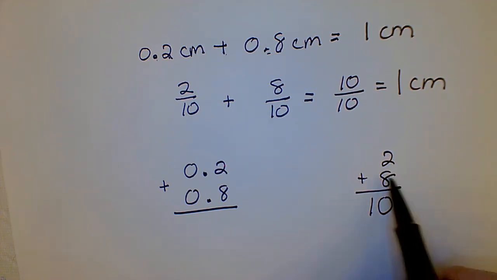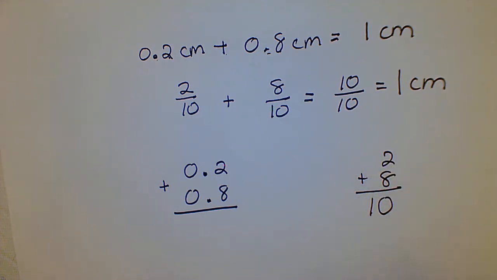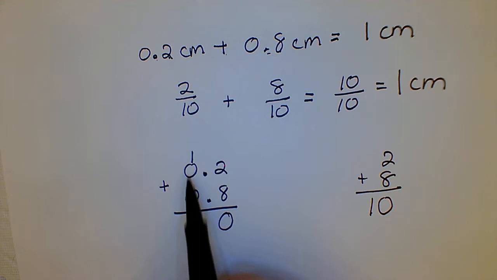And I could just write that because I could put that 1 over, regroup it over, right? Same thing happens here. 2 plus 8 is 10. I'm going to put that 1 up here. And now 1 plus nothing is 1. But you have to keep your decimal. So you always have to make sure that your decimal is there.